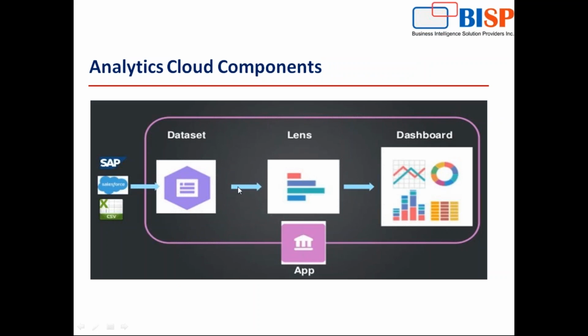Now, if we talk about the analytics components, there are four major components: datasets, lenses, dashboards, and all these three combine into a single component which is called an app. So we can say an app is a collection of datasets, lenses, and dashboards. If I share an app with a specific user, he will have access to all the other components, datasets, lenses, and dashboards we have added in the app.